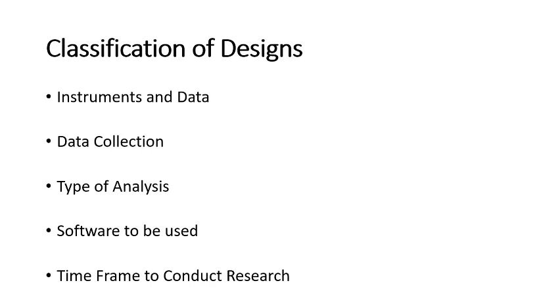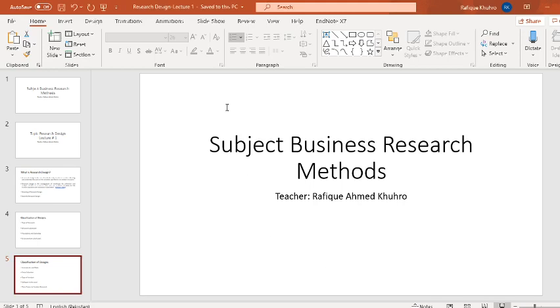Time frame: how you will conduct the research. Let's suppose in the first month you will write the literature review, then in the second month you will develop the instrument, in the third month you will collect the data, in the fourth month you will run the analysis, and in the fifth you will write your whole thesis. So this is what a time frame is. There are different ways to mention the time. So this is the classification, the main topics that come.